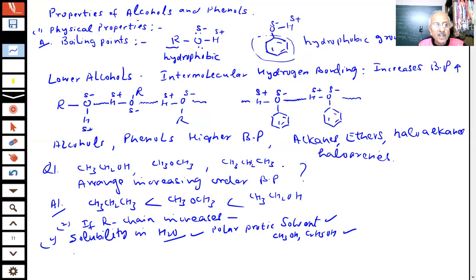But as the R group increases, or if an aryl group is there, these groups are hydrophobic, so the solubility will decrease fast. Students, when the R chain increases, or you have groups like aryl or phenyl, solubility will fall immediately. Lower alcohols will be soluble in water. I hope you have noted this, then I will proceed further.